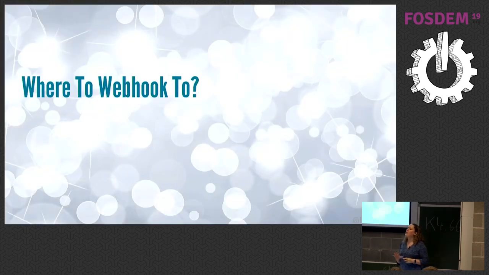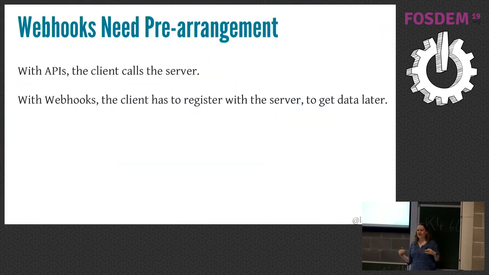What's interesting about webhooks is when you call an API, you know where the API is, right? You have the URL, and the client just decides, I would like to get some information from there, and maybe you need to sign up for some credentials, but essentially you make a request and that's it. With webhooks, you have to set that up in advance, right? The server needs to know where to webhook to, needs to know that you're interested, what you're interested in, and we have to make that agreement beforehand.